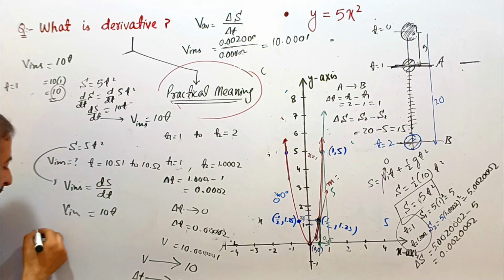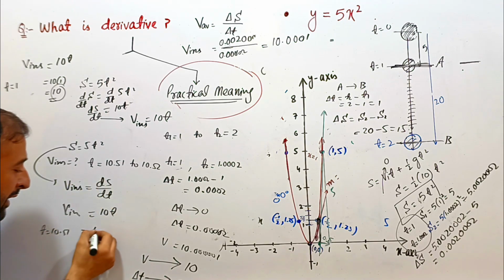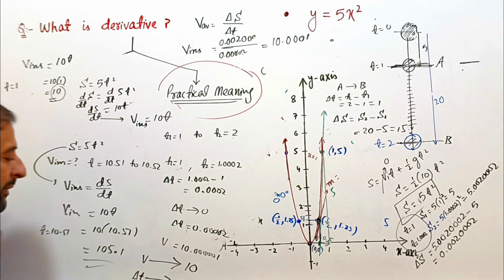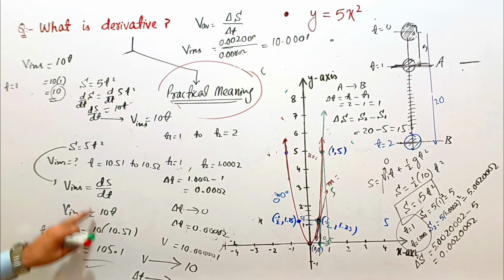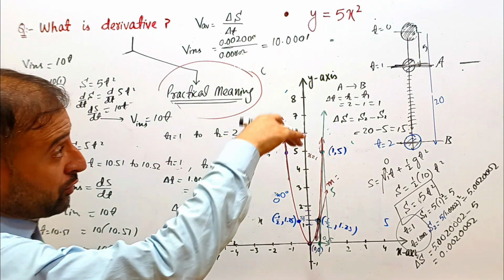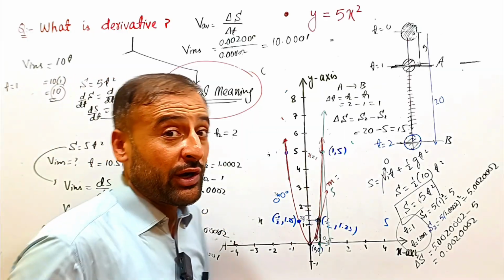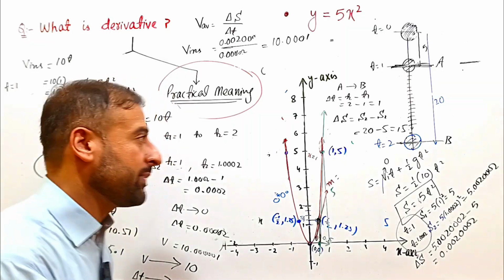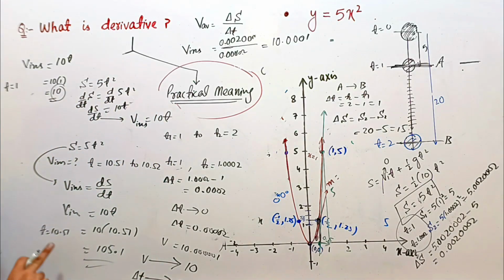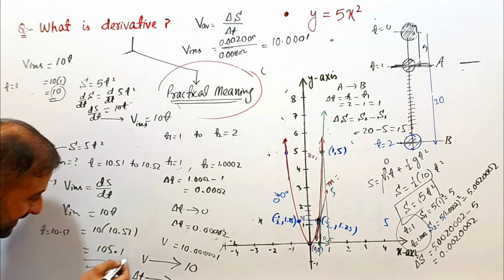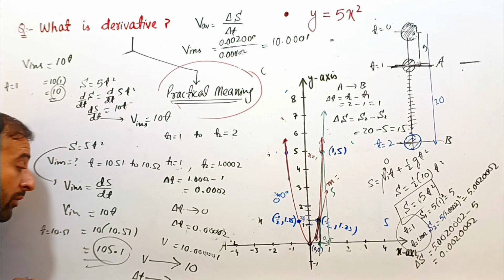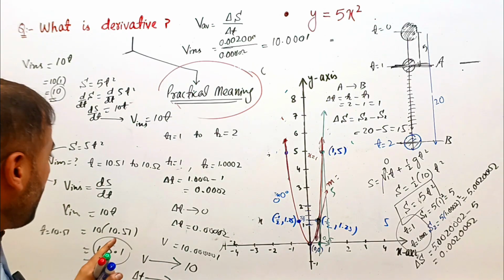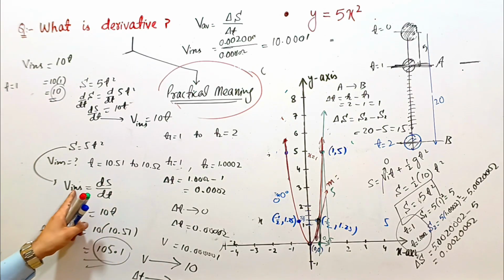Just put t is equal to 10.51, 10 into 10.51, students, 105.1 will be the instantaneous velocity. Because as the body gets closer and closer to the earth, its velocity increases. In 1 second, the change in velocity will be 9.8 meter per second, students, acceleration. So at this particular time, the instantaneous velocity will be 105.1.